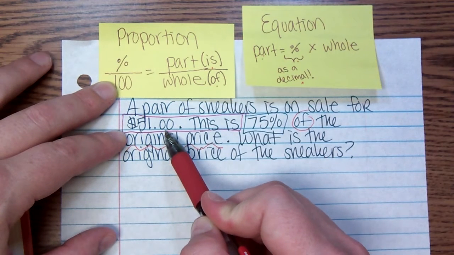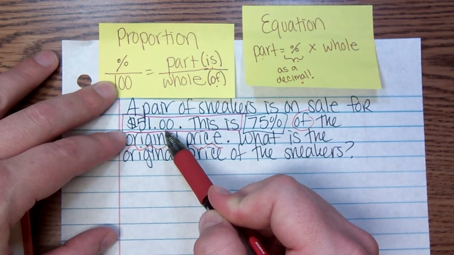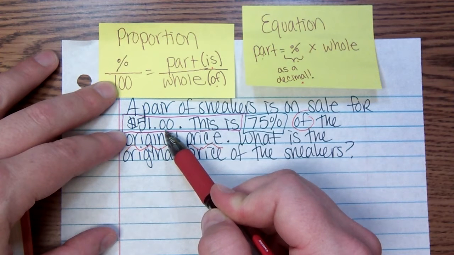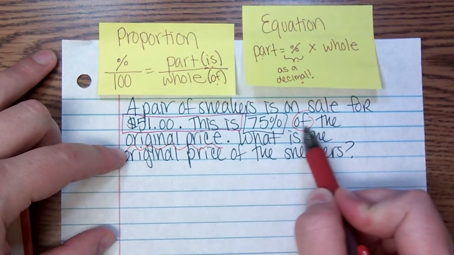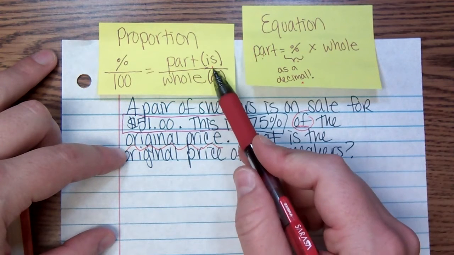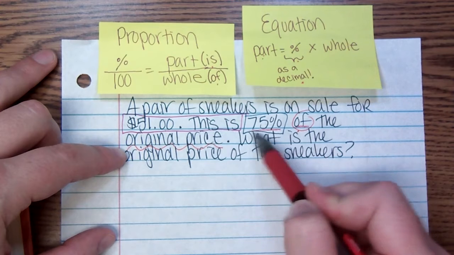If it's a sale price, it's always a fraction of the original price. You're not going to pay more for a pair of shoes that's on sale, right? So the sale price is always the part. The original price, which has the of in it, is always the whole because the sale is a percentage of the whole. And then this is the percentage off that is.